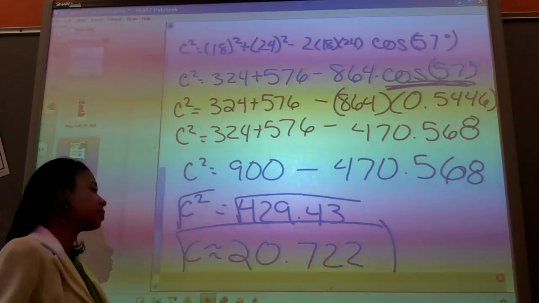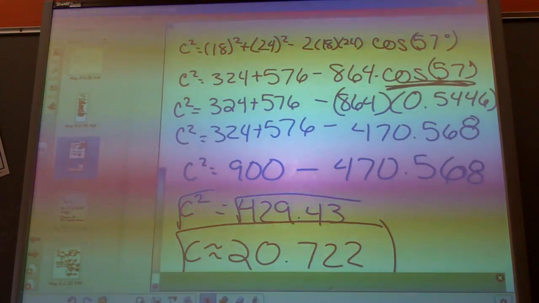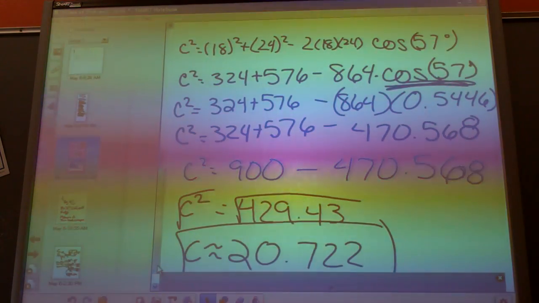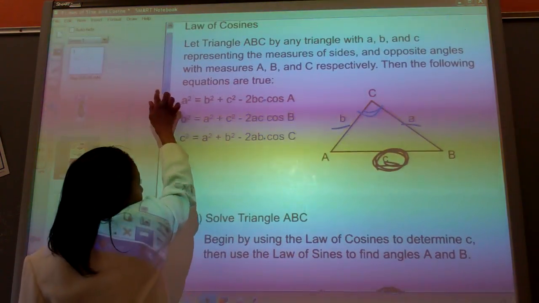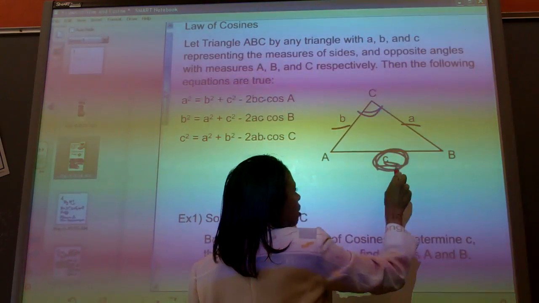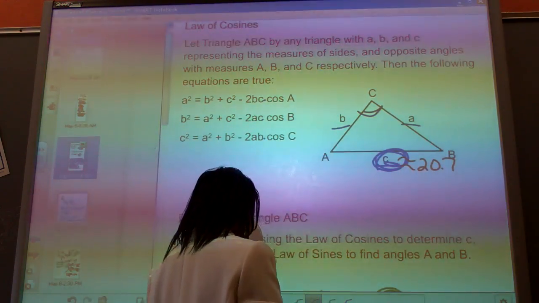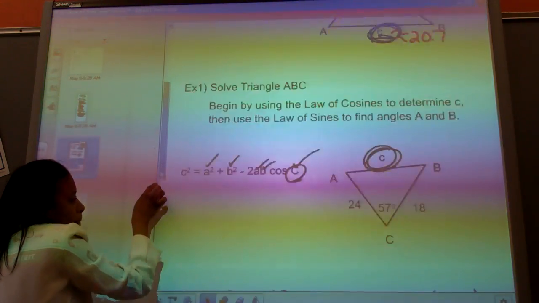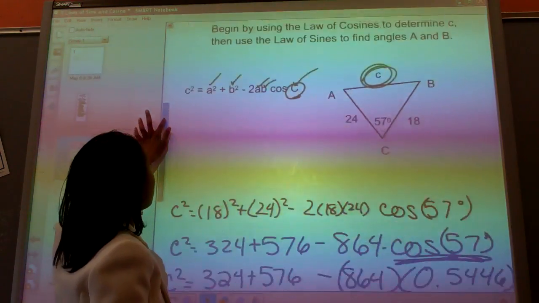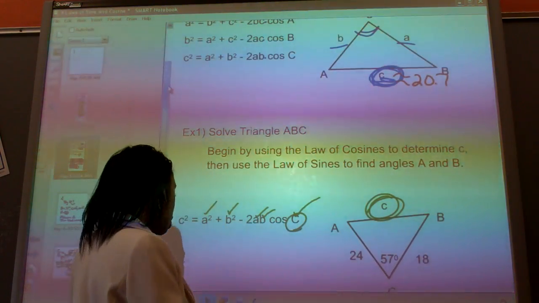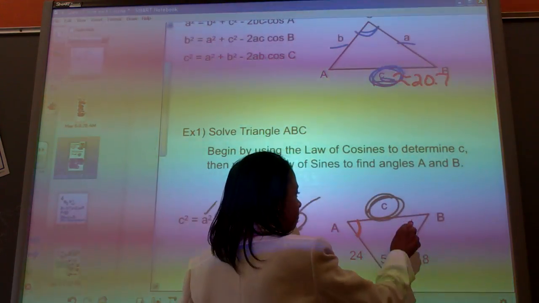The square root is approximately 20.722. Okay? Once I have that square root, now I can come back here and put this c value in here at the top. C is approximately 20.7, 44 something or another from down here. And there it is. Okay? Now you're asked to find all the angles inside. So how do I find angle A or angle B?